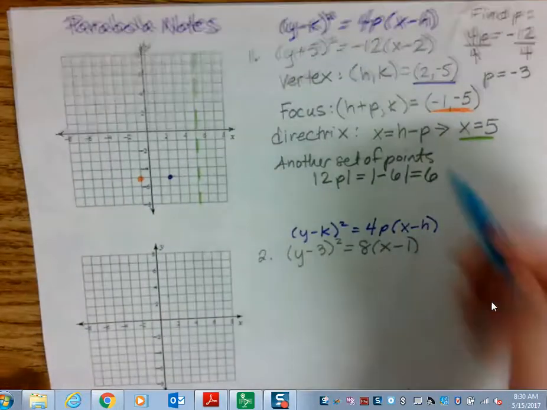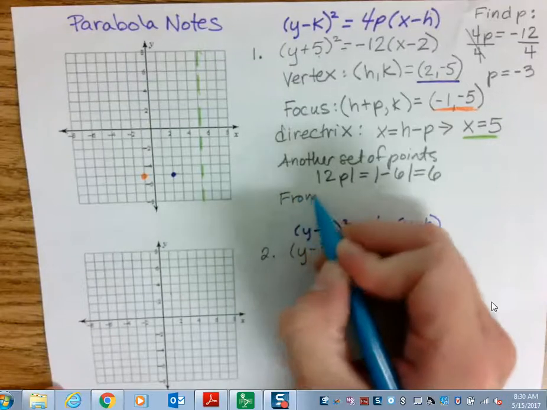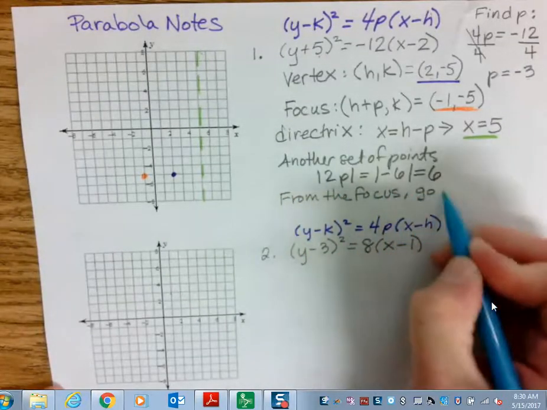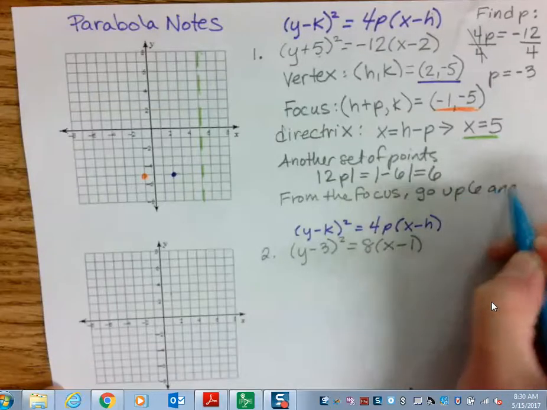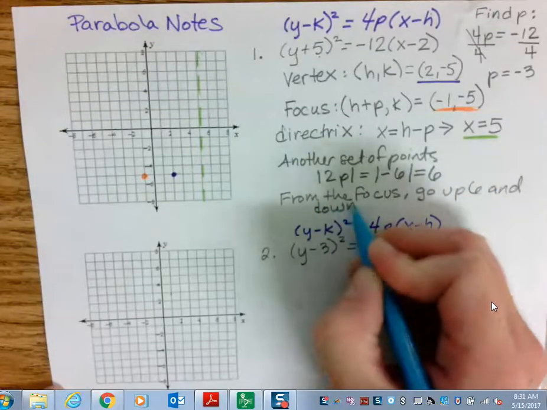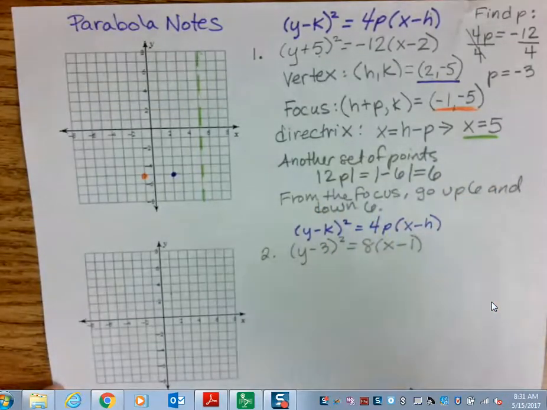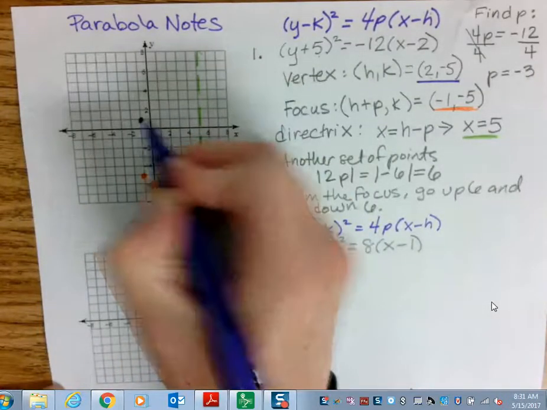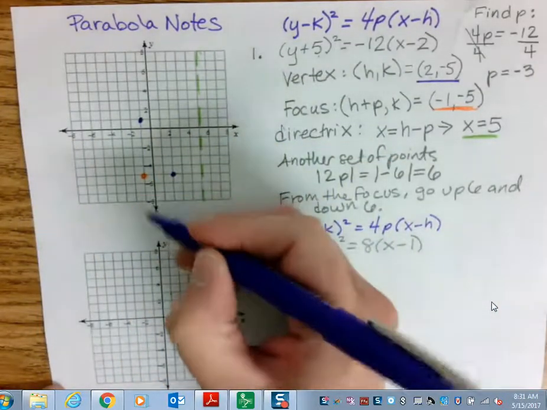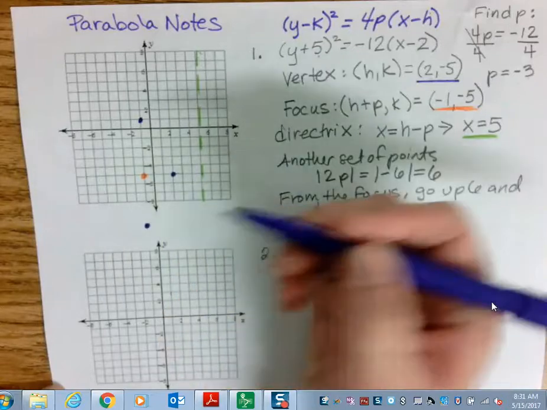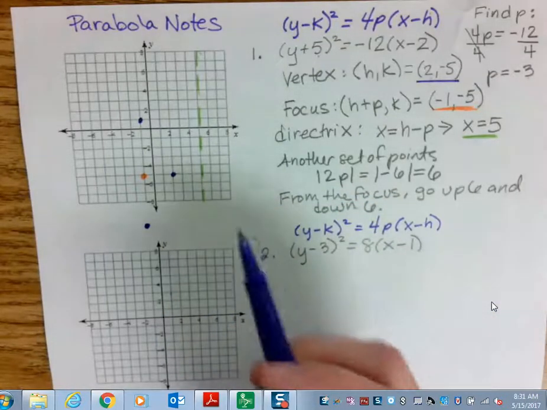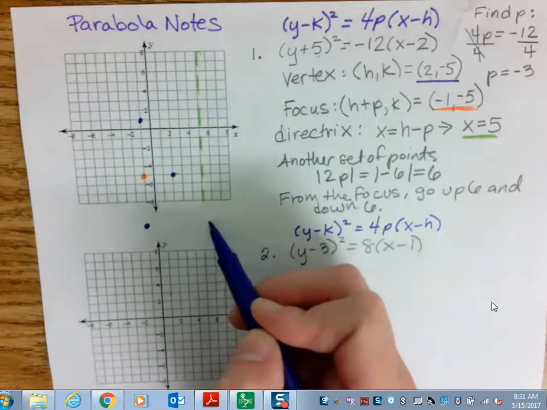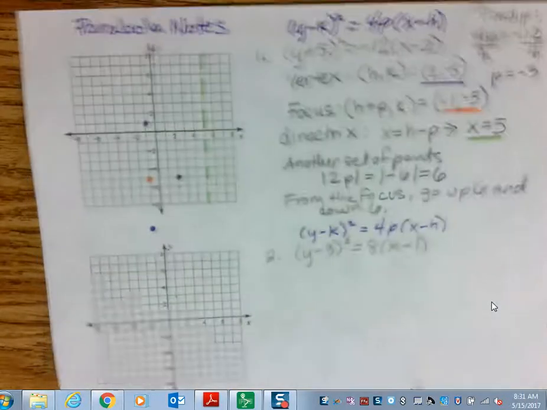Okay, so from the focus, go up 6 and down 6. So look what happens when we do that. From the focus, I'm going to go up 6, and I'm going to go down 6. I have to kind of estimate down here. Okay, and now you have a set of points. This is 6 away from the focus, and it's 6 away from the directrix. And so you can sketch this in.